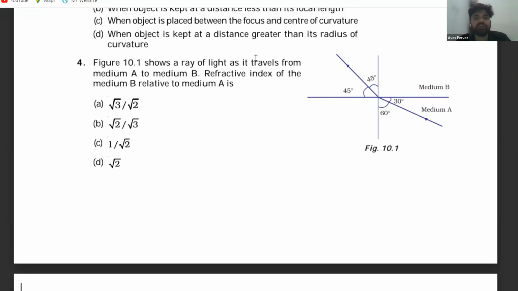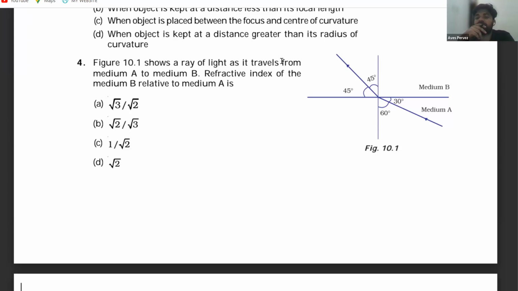Let's show the diagram for this one. Medium A to medium B. A ray of light has traveled from medium A to medium B. The refractive index of medium B relative to medium A, you have to write the value of sine I by sine R. And light is traveling this path. This path is being traced by light.